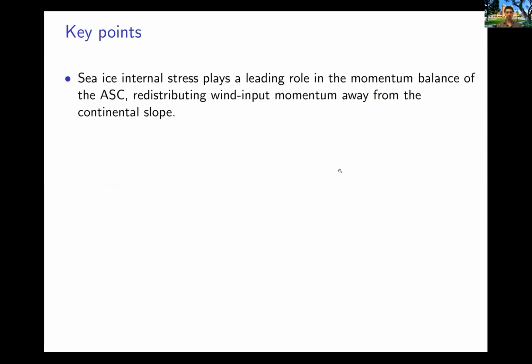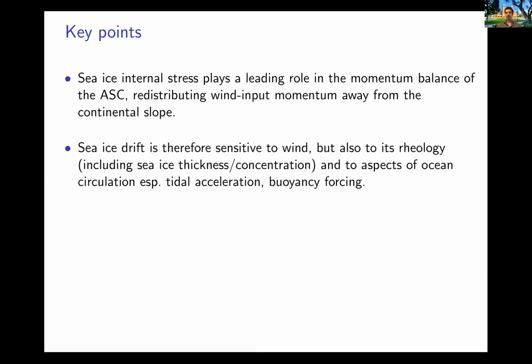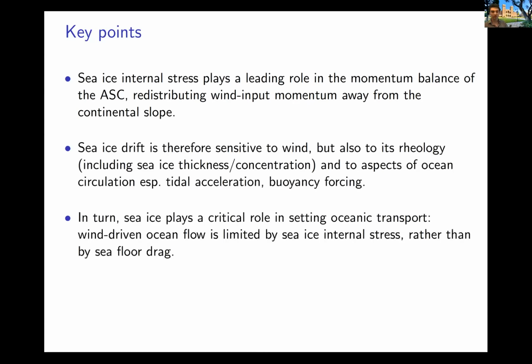So I'm going to summarize with a few key takeaways here. Essentially, we're finding that the momentum balance of the Antarctic slope current is strongly influenced by sea ice internal stresses, which redistribute momentum input from the winds horizontally, where it must be removed from the ocean-sea ice system elsewhere. The implication is that the ocean and sea ice transports in the slope current are very tightly coupled, and that both become very sensitive to things like the ice rheology, to the winds, obviously, but also to things like the tidal and buoyancy forcing in the ocean.